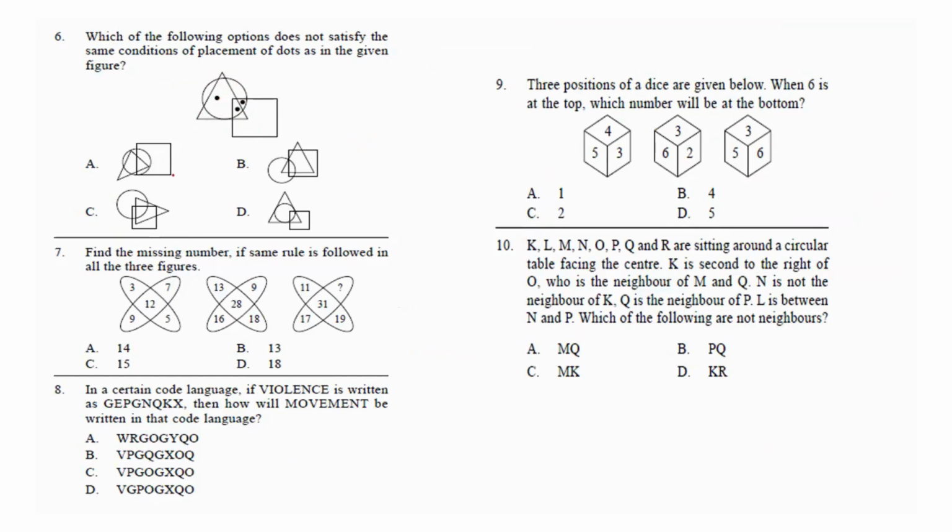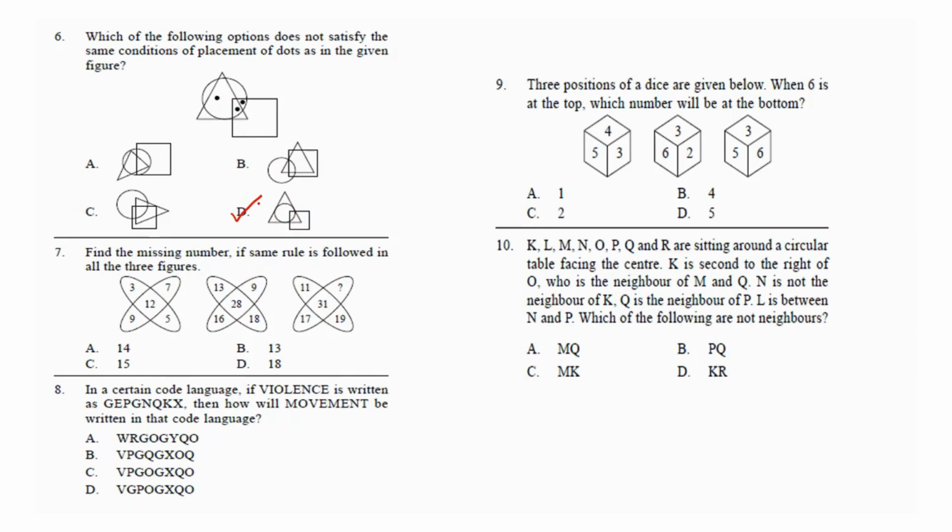So we have to find out the figure which does not satisfy the condition of placement of the dots. So here you see that only the D option, the triangle, the circle, and the square, they have separate things. So this is the only figure where this is not possible, because here inside the triangle and square there are 2 dots which does not satisfy the condition, correct? So this D is the correct answer, right?